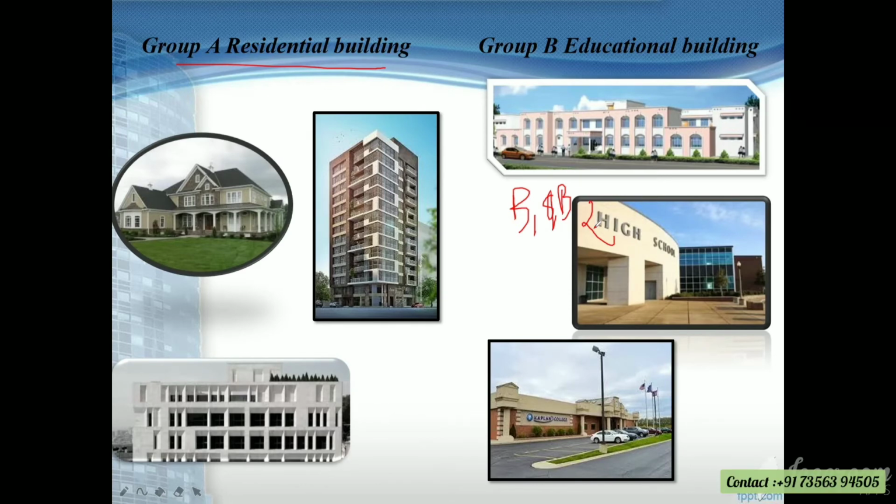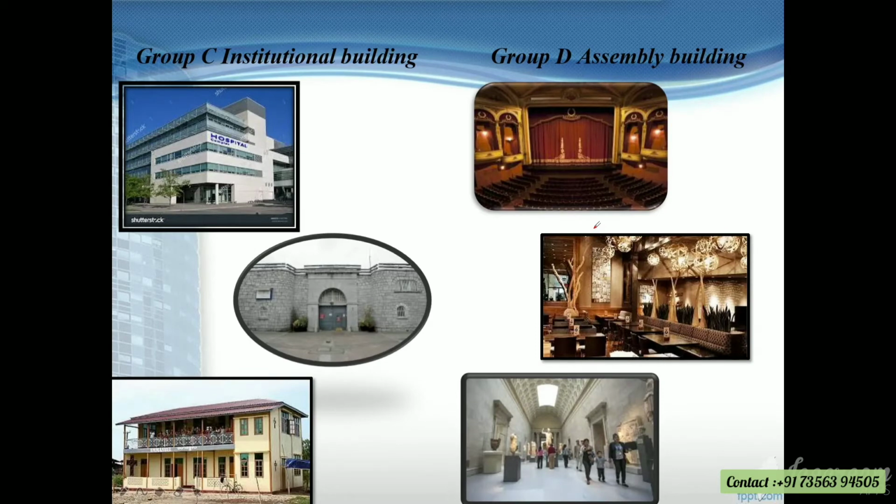Okay. Then group C, institutional buildings. These are the types of buildings which are used for purposes such as medical or other treatment, or to take care of persons suffering from mental illness, diseases, aged persons, etc.